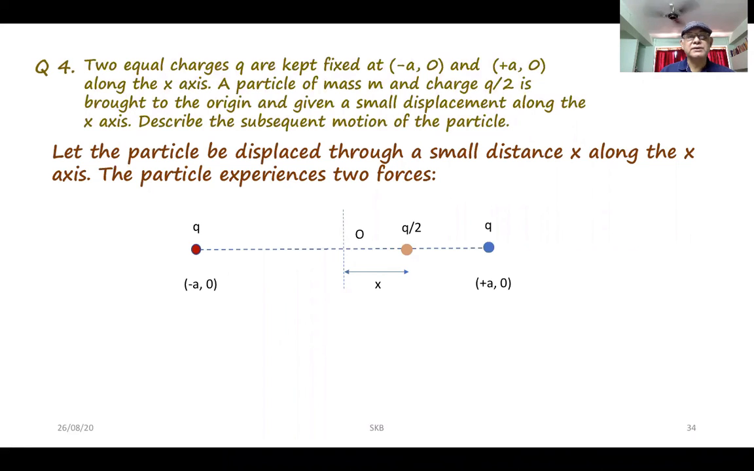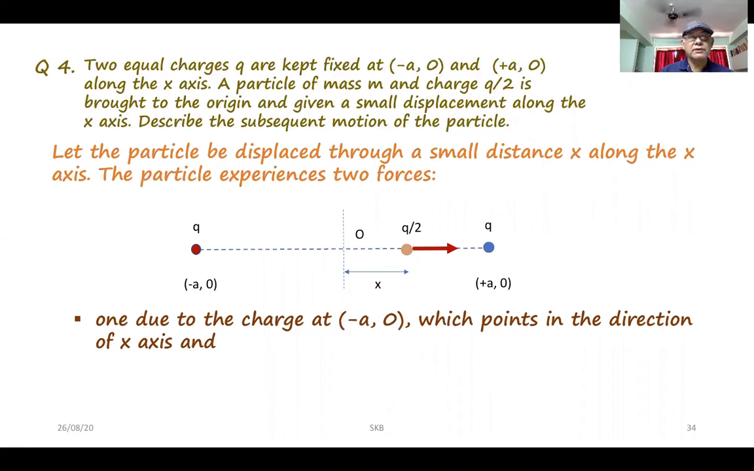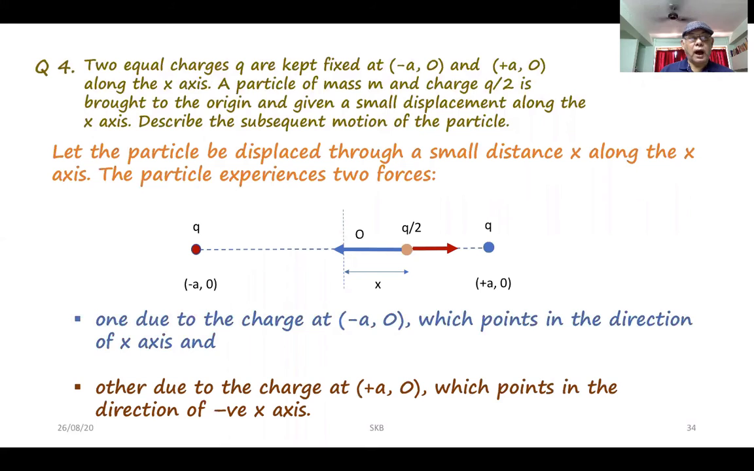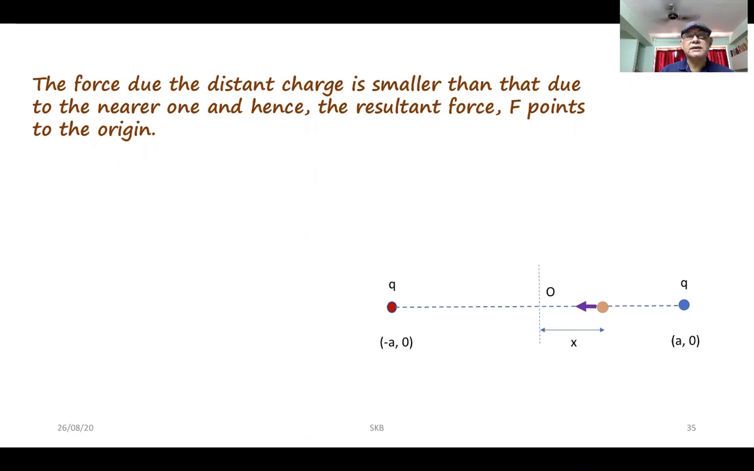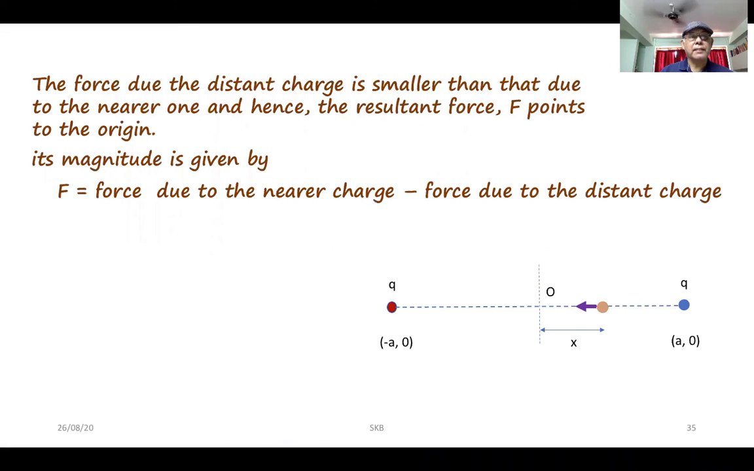The particle experiences two forces. One due to the charge at coordinates minus a, 0, which points in the direction of the positive x-axis, and the other due to the charge at coordinates plus a, 0, which points in the direction of the negative x-axis. The force due to the distant charge is smaller than that due to the nearer one, and hence the resultant force F points to the origin. Its magnitude is given by force due to the nearer charge minus force due to the distant charge.